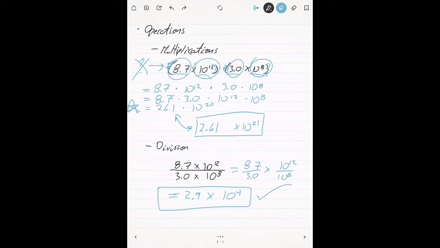This is the process for performing multiplication and division. For multiplication, reorder what you're multiplying together. For division, split the division. Reorder what you're dividing together. It's as simple as that.